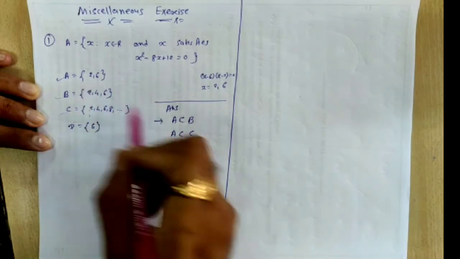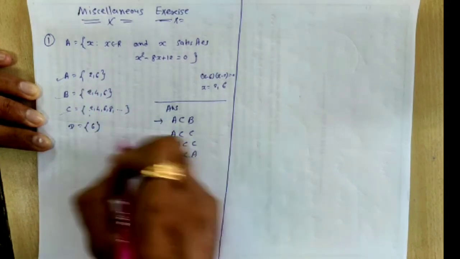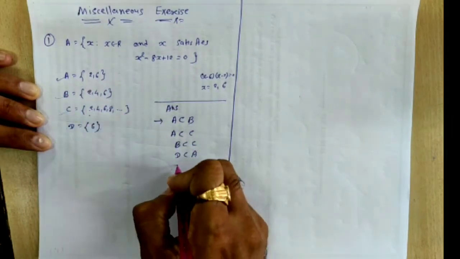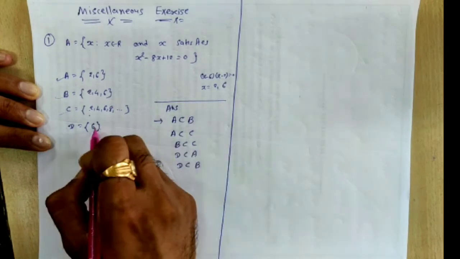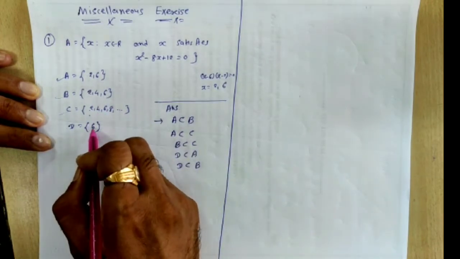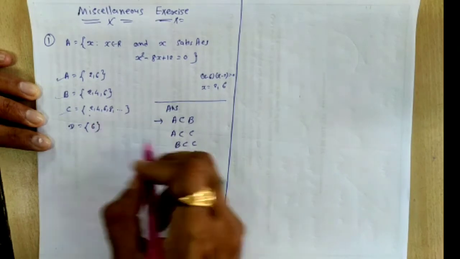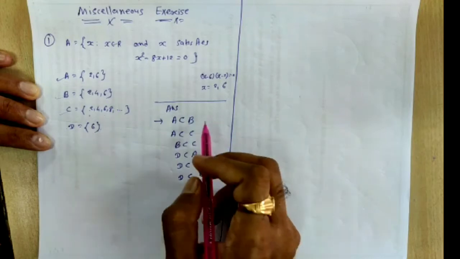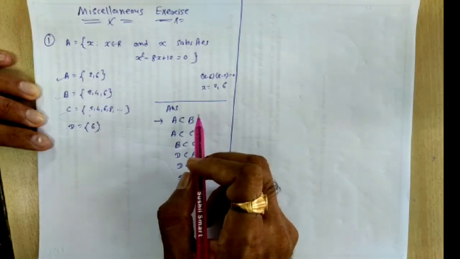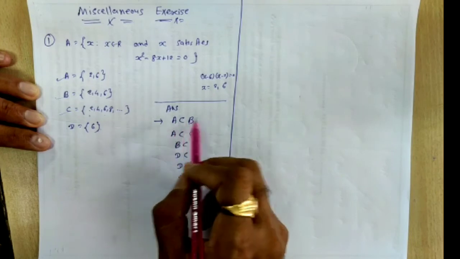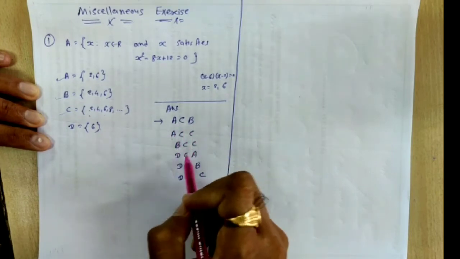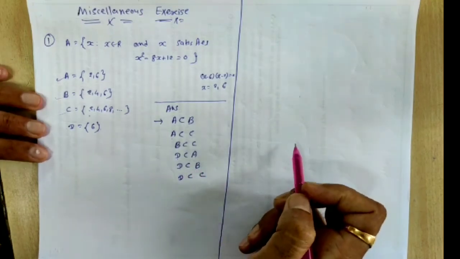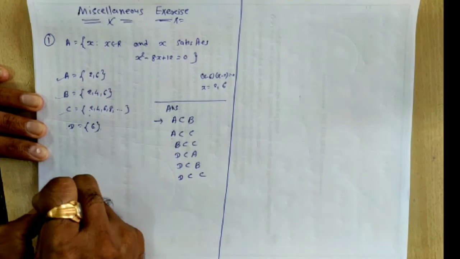D is the subset of A because all the elements of D are the elements of A. Similarly, D is the subset of B because 6 is also in B. And this 6 also lies in set C. So we can also write D is the subset of C. So this is our answer. Which sets are the subset of one another? A is the subset of B, A is the subset of C, B is the subset of C, D is the subset of A, D is the subset of B, and D is also a subset of C. That is question number 1.